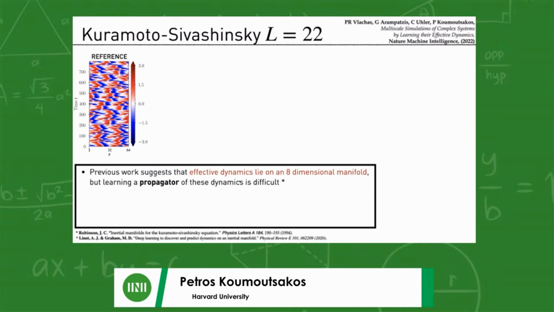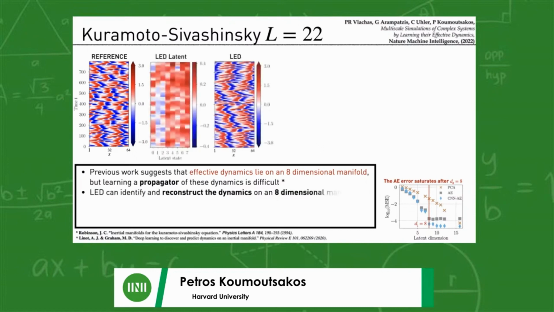The interesting thing that we found is that previous work had suggested the effective dynamics of the Kuramoto-Sivashinsky lie on an 8-dimensional manifold, but learning a propagator of these dynamics has been difficult. This is work that is about 30 years old or so. When we looked at the autoencoders, we found it surprising that in the mean square error, when you reach a latent dimension of 8, which is what the theory predicted, there is some kind of saturation of the autoencoders. By comparison, with the PCA that we were using earlier, you have to go to about 20 modes to get this number 8.